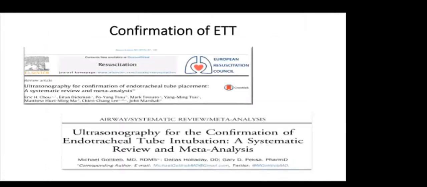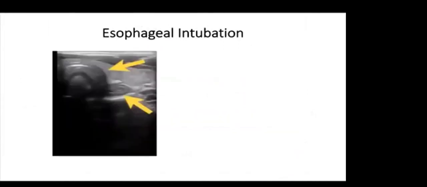Many studies, including systematic reviews and meta-analyses, have been published on the topic of confirmation of endotracheal tube, especially in critical care and emergency medicine literature. These reviews suggest a high sensitivity and specificity of the technique, both above 98 and 97%. And this was studied across an extensive subgroup of patient populations. Basically, ultrasound is used to rule out esophageal intubation.